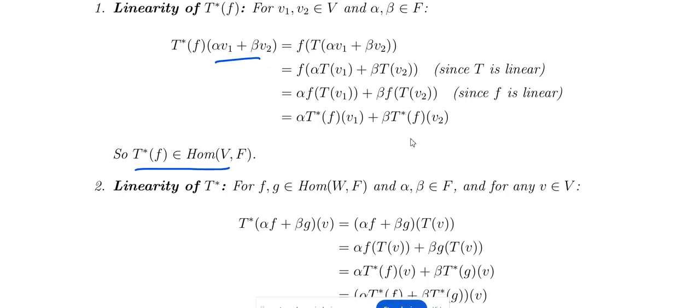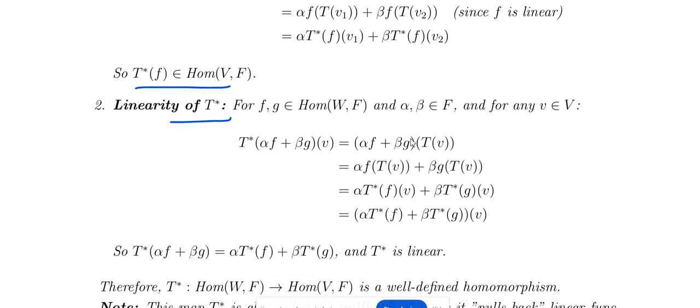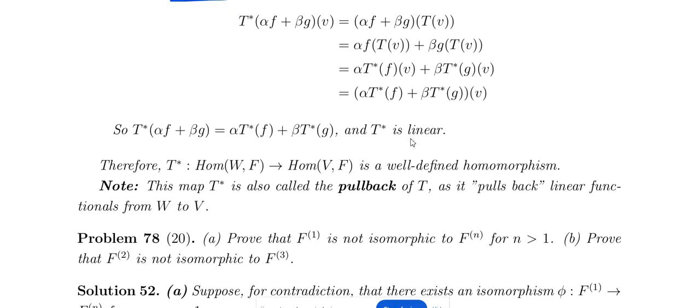So T star f is in the Hom(V, F). This is linearity of T star. So from this, T star is linear. T star from Hom(W, F) to Hom(V, F) is a well defined homomorphism. Okay, that is the idea.